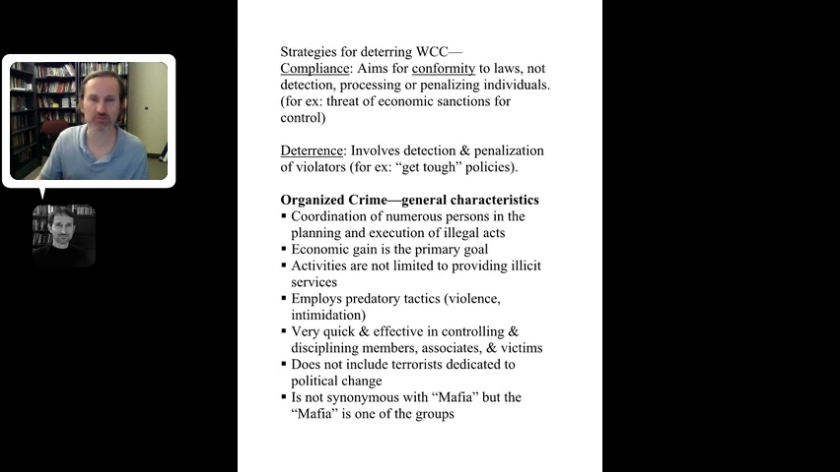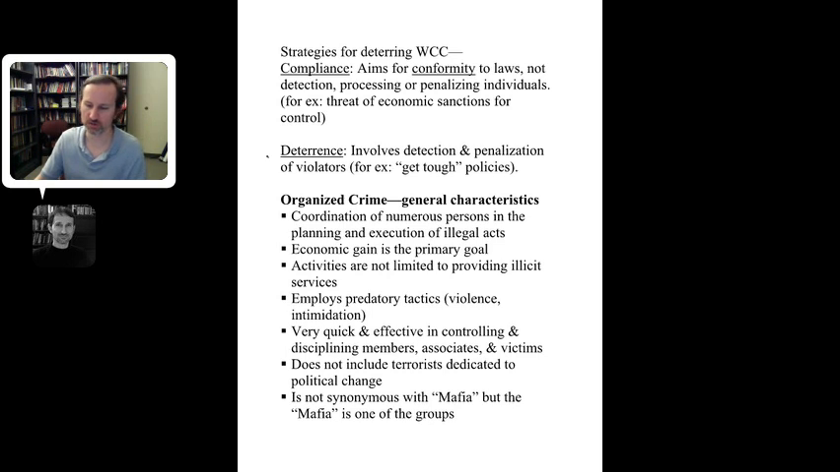It says compliance systems depend on the threat of economic sanctions or civil penalties to control corporate violators. So here the idea is that if somebody knows that there's going to be a penalty for dumping toxic waste, for example, that should be preventative, and it should allow for people to say, okay, we're going to go along with the law. That's compliance.